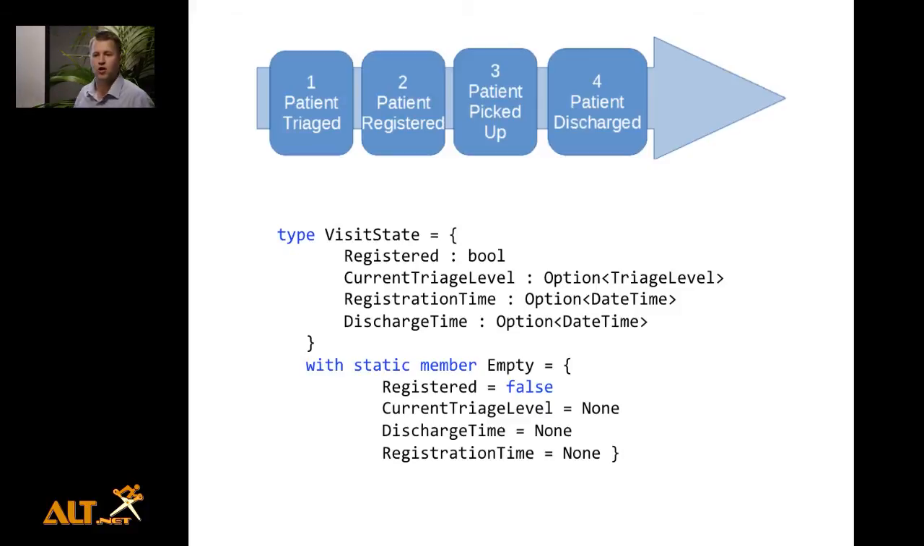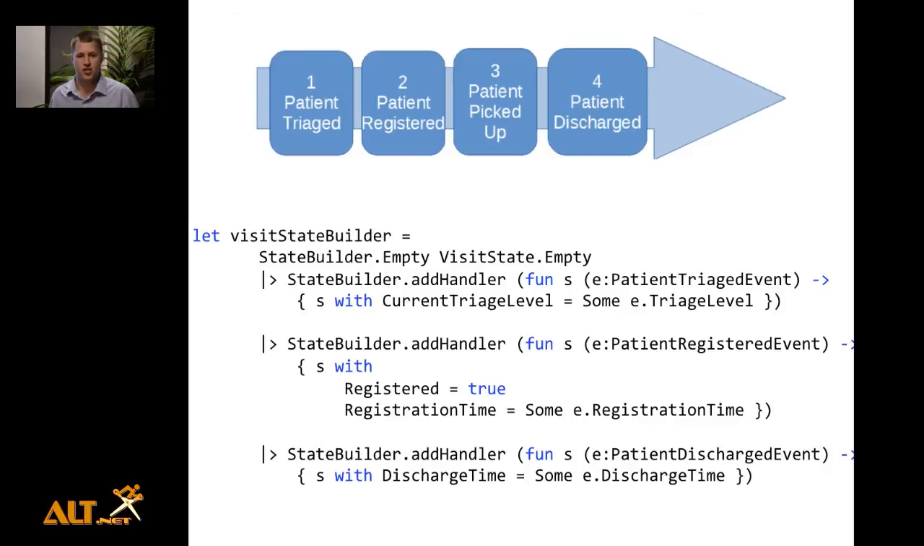So imagine the things we might want to know when we're validating commands. We might want to know, hey, for this visit, has the registration already been done? What is the current triage level? When were they registered, if they were registered? So you can see these are all option types because the first event may not have the information to give that state. So they'll all start out being none. You can see I've got my empty definition of what the state would look like down the bottom there. So by default, they're not registered. If we don't know the triage level, we don't know the times that they were registered and discharged.